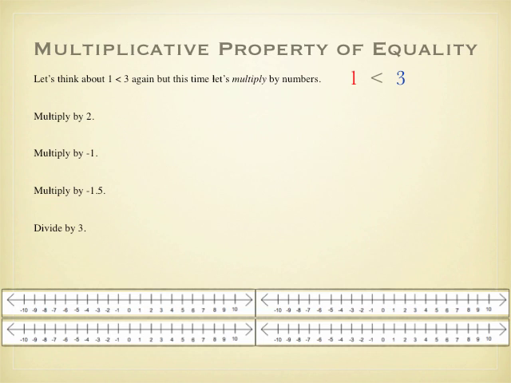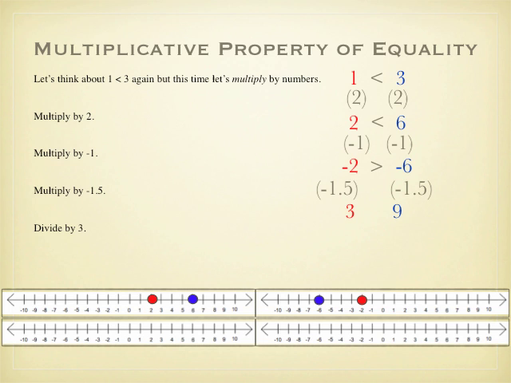We've got that so far. What if we multiplied both sides by 2? Well, then I'd have 2 and 6. 2 is less than 6. What if I multiply by negative 1? Well, the red 2 turns into negative 2, and the blue 6 turns into negative 6. There's the negative 2, there's negative 6. Who's bigger? Look at that, the inequality changed. So we do need to be careful if we're multiplying or dividing. What if I multiply by negative 1.5? Then I get 3 and 9, and all of a sudden red is less than blue again. 3 is less than 9.